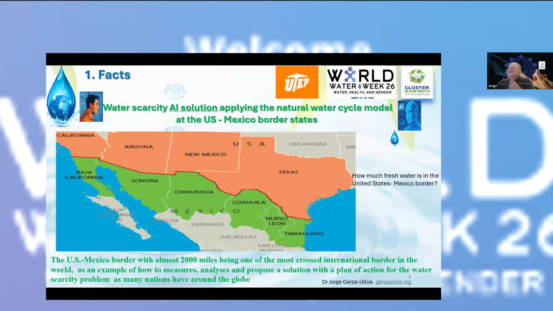The big question is, how much fresh water is in the United States-Mexico border? Because it's going to grow twice in 10 years. We need to be prepared. We need to invite industries to generate jobs, but we need to be sure that we have water for them and for the citizens. To know exactly how much fresh water we have is going to be a tough question. Everybody knows that it's not easy because everything is changing.